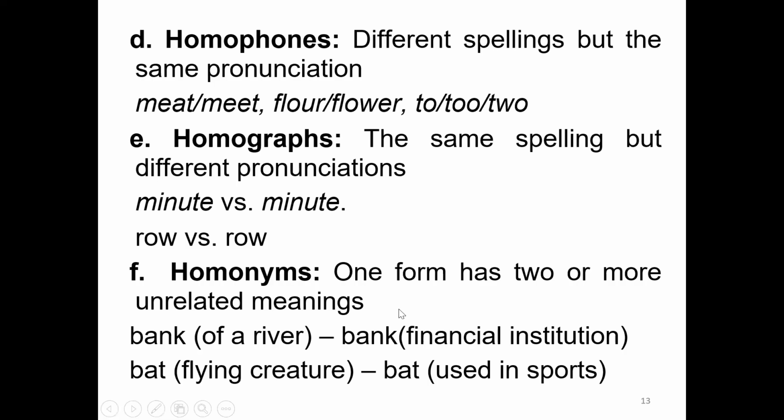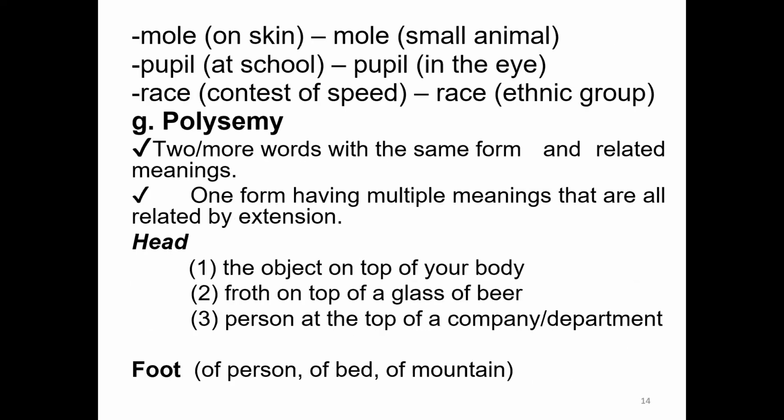Like the word book. One meaning is like you read the book at home or you read the book at school. Another meaning of the word book is what? Like to book a hotel, right? Okay. Like bat. One meaning of the word bat is a flying creature, and another meaning of the word bat is used in sports. Okay. One more.